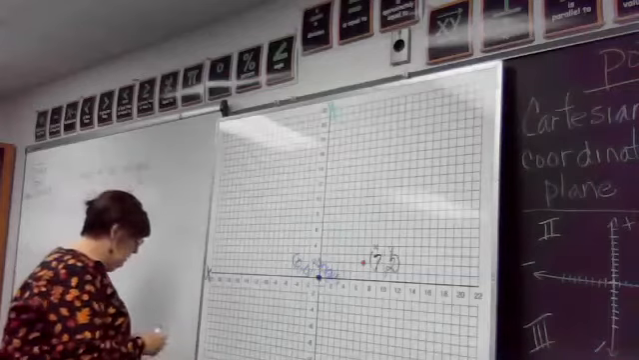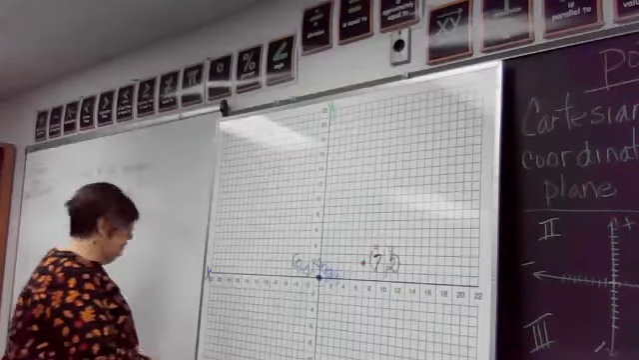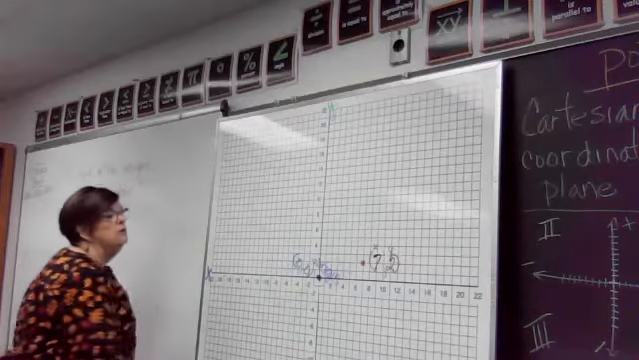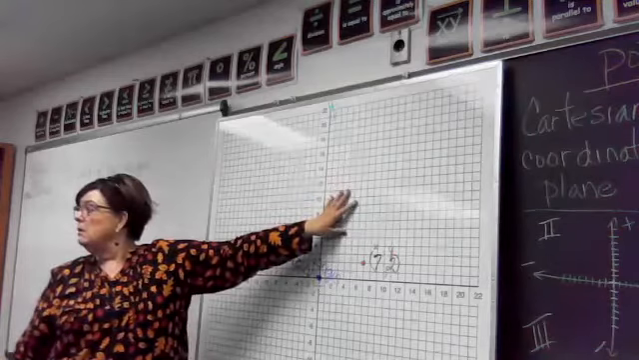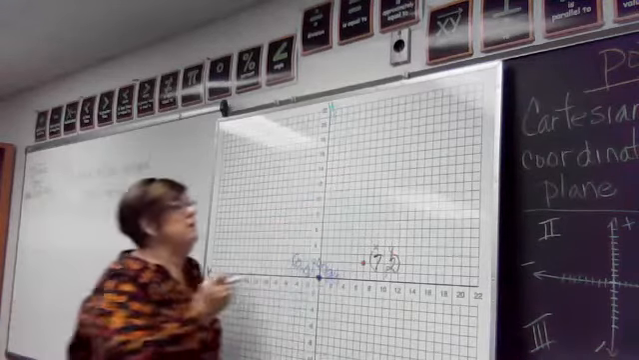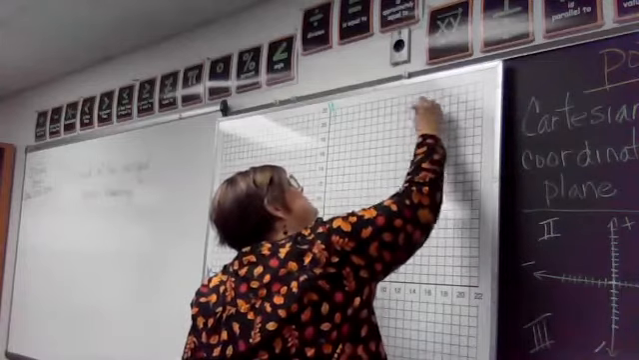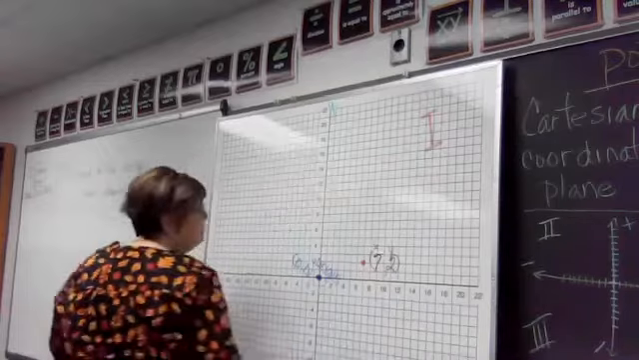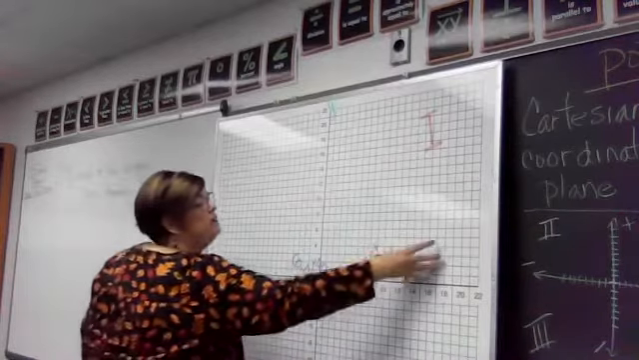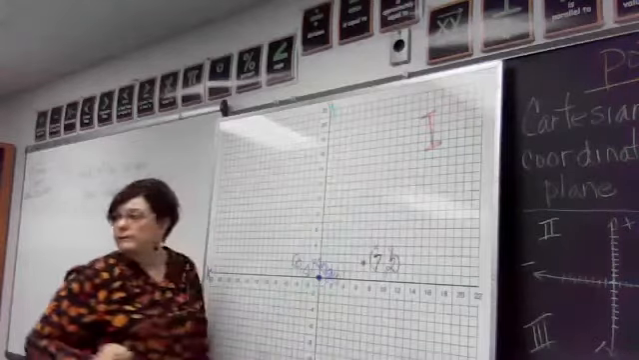Let's plot another point. Now, what quadrant is this point in? 1. Quadrant number 1. So let's just name this. This is quadrant number 1. Any point, anybody that lives in here, lives in quadrant 1.